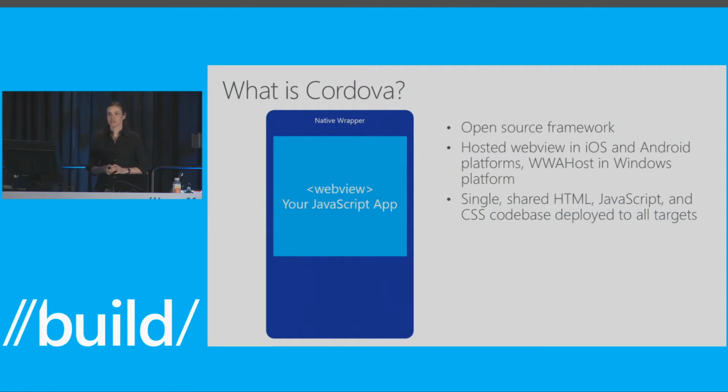Cordova allows you to have a single code base that is HTML, CSS, and JavaScript. Host that inside the native web view of the app container, and show that inside an app that is iOS, Android, and Windows specific. And it does all of this using an open source framework.